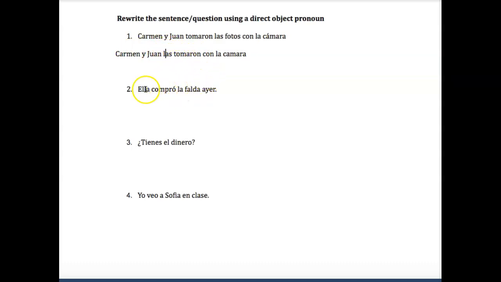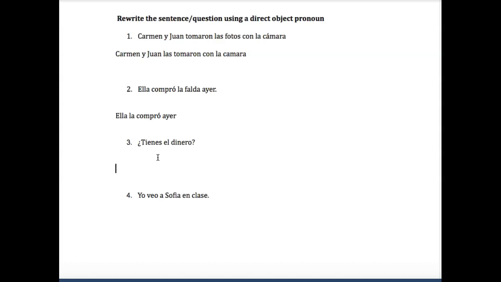Go right in front. Ella compró la falda ayer. So here I see she bought the skirt yesterday. So bought what? Bought who? Oh, okay. The skirt's the direct object. So if I want to say she bought it yesterday, I need to come up with an it. So I have two options for it, lo and la. I can see here it's feminine. So I'm just going to place that in front of my verb and then I'm good. She bought it yesterday. So a lot of people missed the question on the Google form, the practice.